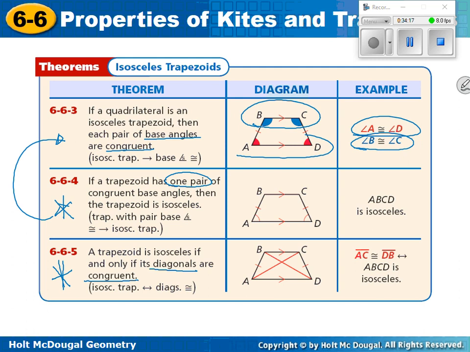The square. So if you combine the rectangle and the rhombus, if it's both a rectangle and a rhombus, then it is a square. So one of your circles inside the parallelograms needs to be rectangle. The other circle needs to be rhombus. And it doesn't matter which one's which. But where they overlap, that's the shape that has all properties of a rectangle and a rhombus, which is a square.